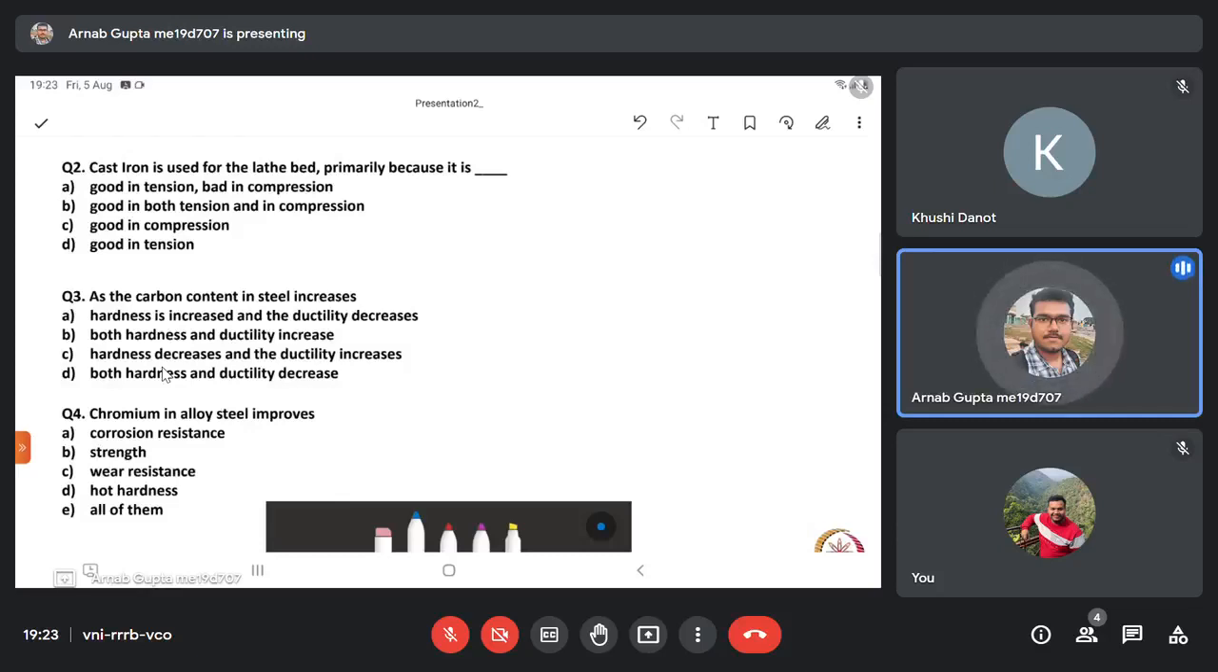So what should be the criteria for choosing that particular material for this foundation? What should it be good at? Like what type of load is it being subjected to?